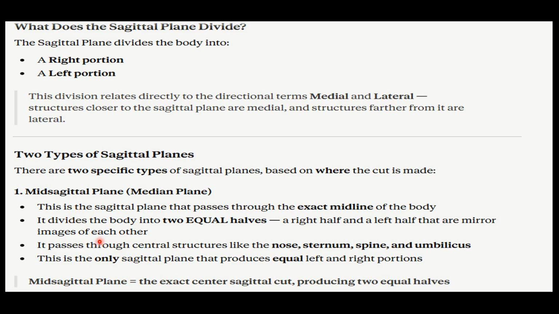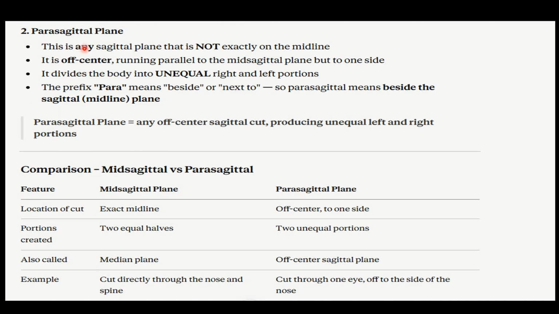Now you can see here we have already mentioned the parasagittal plane. This is any sagittal plane that is not exactly on the midline. So if the plane is not on the midline, we will consider it a parasagittal plane. It is off center, running parallel to the mid-sagittal plane but to one side. It divides the body into unequal right and left portions. The prefix para means beside or next to. So parasagittal means beside the sagittal midline plane. So a parasagittal plane is any off-center sagittal cut producing unequal left and right portions.